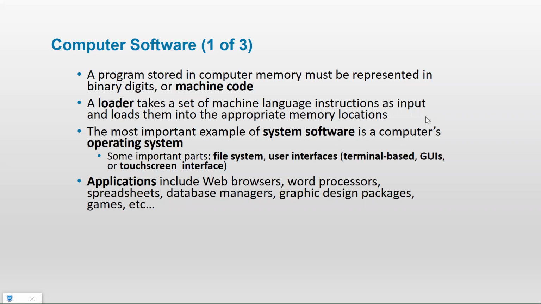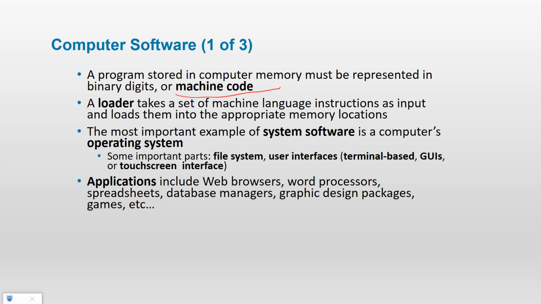Okay, so a program stored in computer memory must be represented in binary digits. Everything in a computer is binary. No matter what you enter on your keyboard, no matter what string or text you type, it's all converted and represented in binary digits. So it's all ones and zeros, and that is called machine code. The machine can only recognize ones and zeros.